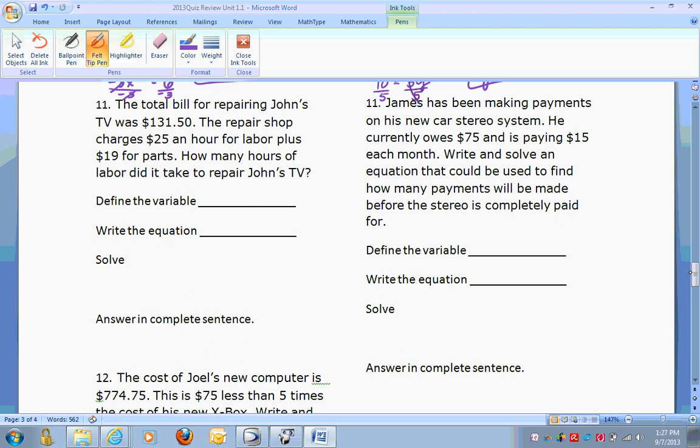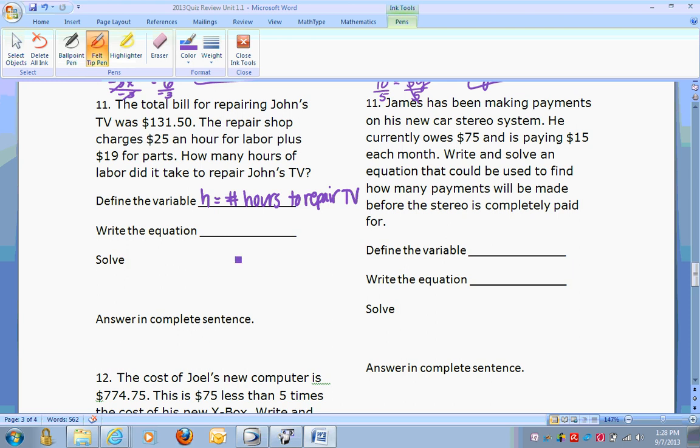All right, moving on to number 11. It says the total bill for repairing John's TV was $131.50. The repair shop charges $25 an hour for labor plus $19 for parts. How many hours of labor did it take to repair John's TV? Okay, well, we're going to define the variable. We'll use H for hours, and H equals the number of hours to repair the TV.